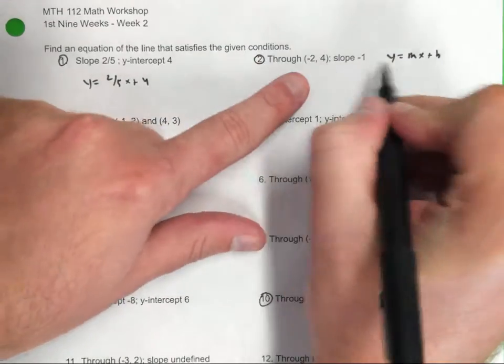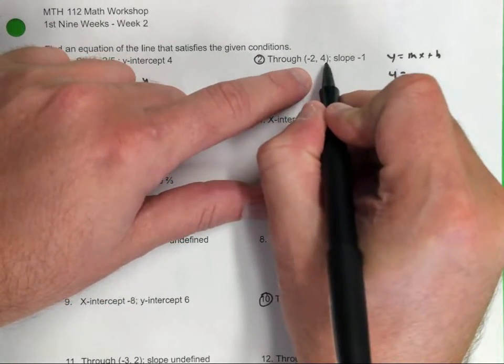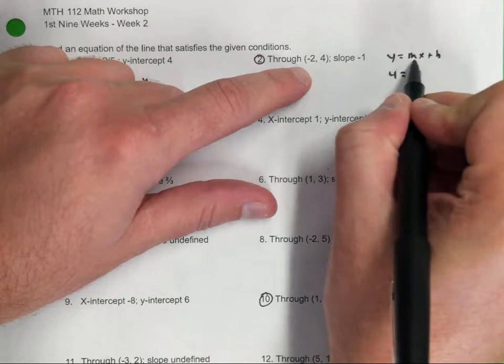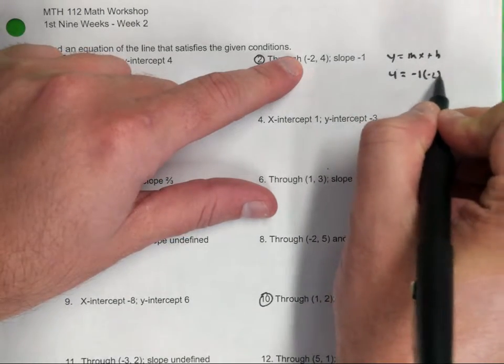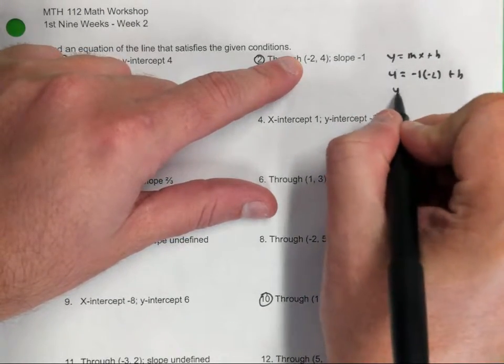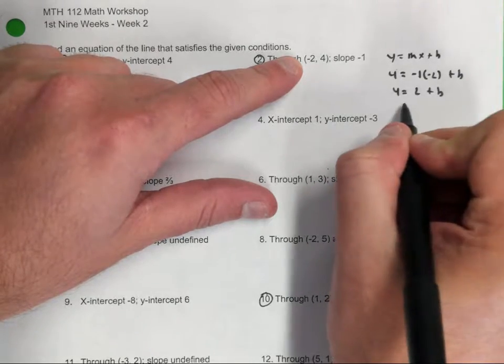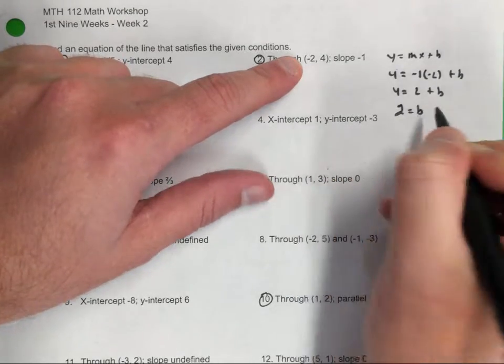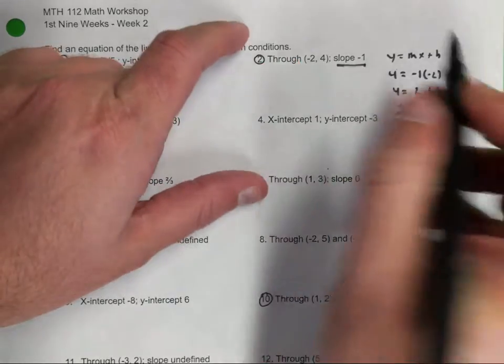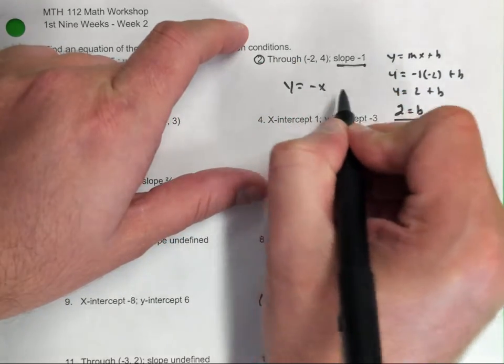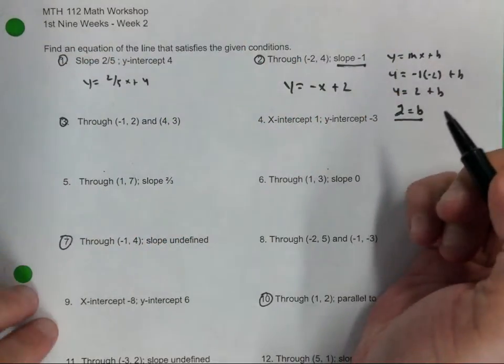I'm going to plug 4 in for my y because it is sitting in the y spot. My slope is -1. My x is -2 plus b. 4 equals 2 plus b. 2 equals b. Now I know my slope and I know my y-intercept. It's y equals -x plus 2.